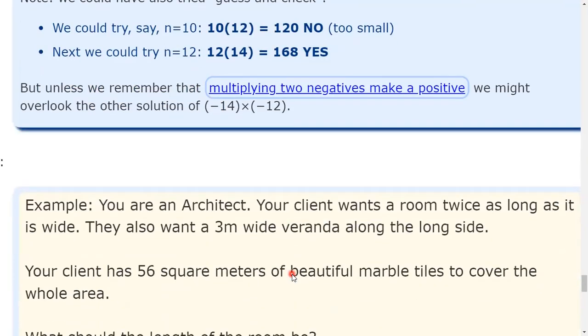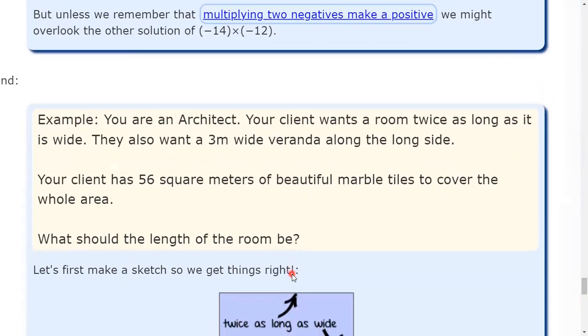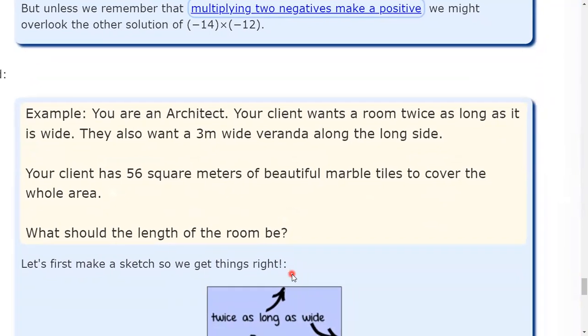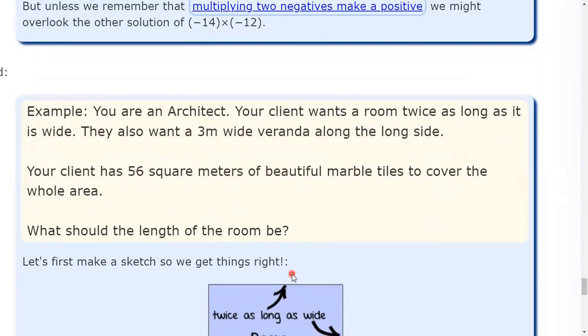Example, let's suppose you are an architect. Your client wants a room twice as long as it is wide. They also want a 3 meter wide veranda along the long side. So this is of a geometrical nature. Your client has 56 square meters of beautiful marble tiles to cover the whole area. What should the length of the room be?